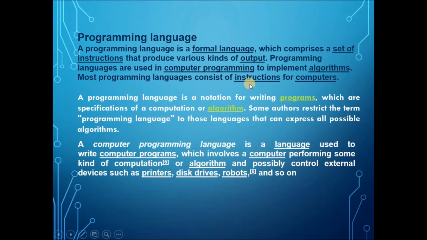The programming language is the formal language which comprises a set of instructions that produce various kinds of output. Programming languages are used for computer programming to implement algorithms. Most programming languages consist of instructions for computers. A programming language is a notation for writing programs, which are specifications of a computation or algorithm. Some authors restrict the term to those languages that can express all possible algorithms. A computer programming language is a language used to write computer programs, which involves a computer performing some kind of computation.